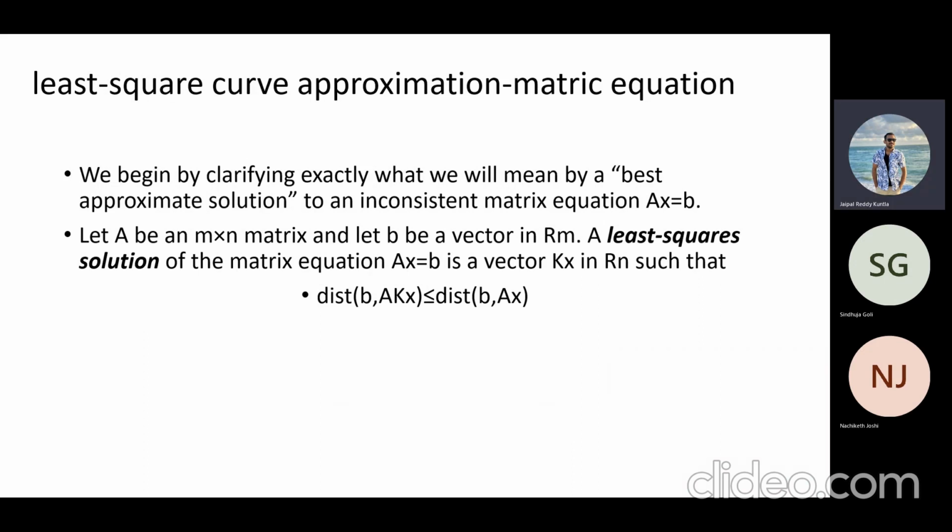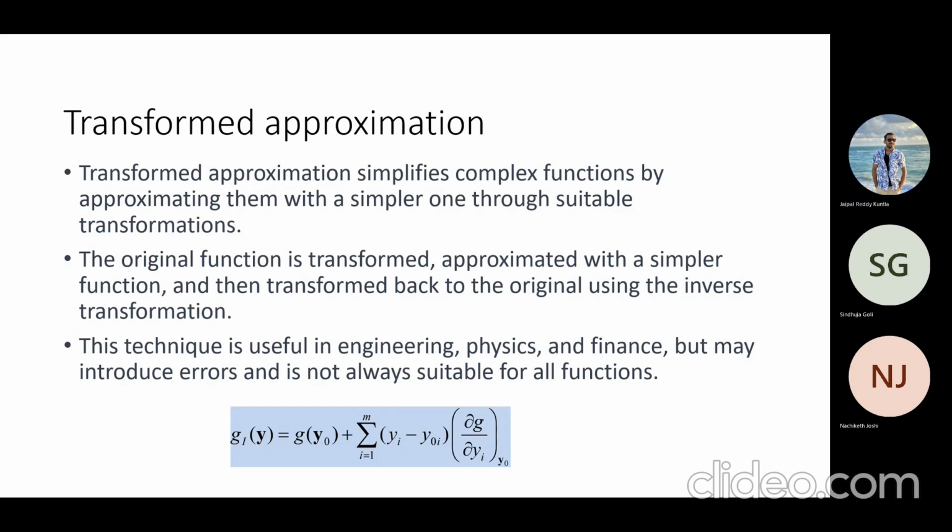We begin by clarifying exactly what we will mean by a best approximate solution to an inconsistent matrix equation Ax = b. Let A be an m × n matrix, and let b be a vector in R^m. A least squares solution of the matrix equation Ax = b, as I said initially, is a vector x̂ in R^n such that the distance of b from A x̂ is less than or equal to the distance of b from Ax. So what is transform approximation?